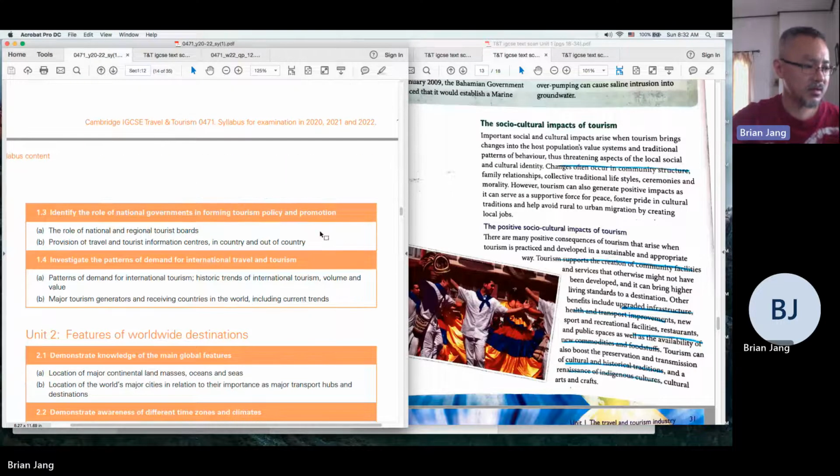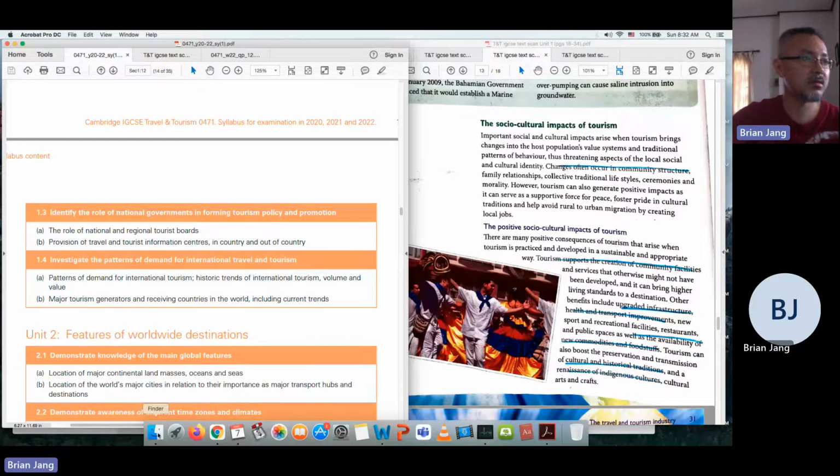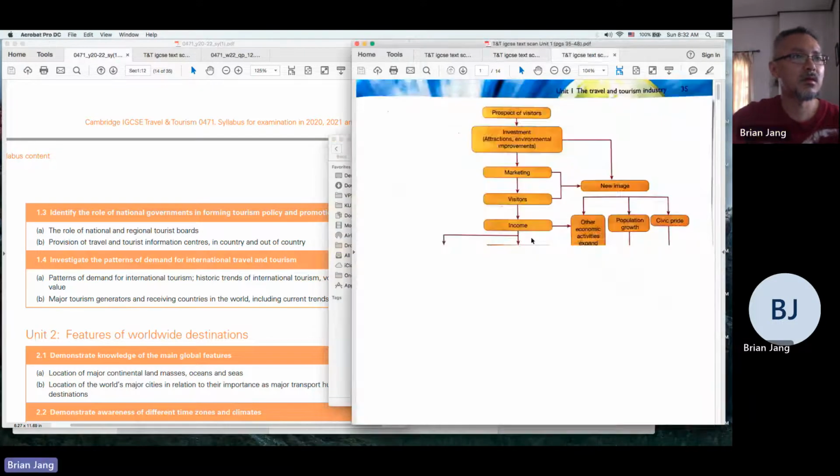Okay. Next is the next page on your worksheet, on your syllabus handout is 1.3. Identify the role of national governments in forming tourism policy and promotion. All right, the government obviously cares about how tourism goes on in their destination. So there's only two points here, but that's on pages 35 through 40, which is this one.